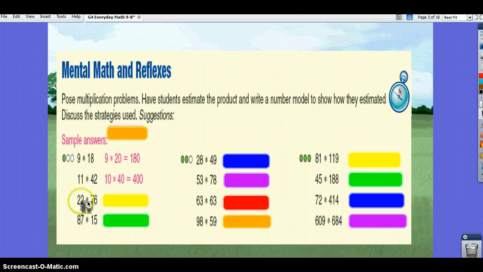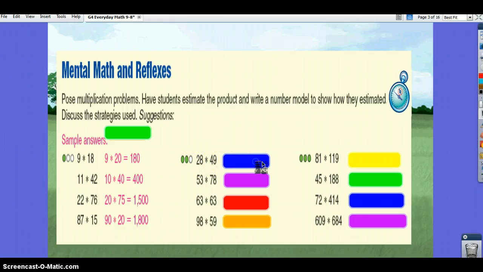Correct. 22 times 76. Again, 22 would round to 20, 76 up to 80. 2 times 8 is 16, 2 zeros is 1600. Now they rounded it to 75, which would then give you 1500. 87 times 15, I would round 87 to 90, and I still would round 15 to 20, so that'd be 1800. Let's see what they did. They did the same thing. Next one, 28 times 49, I'd take 30 times 50.